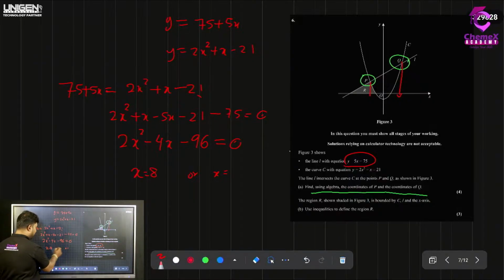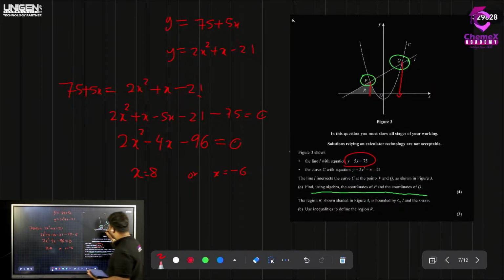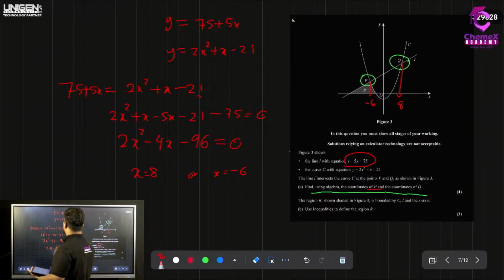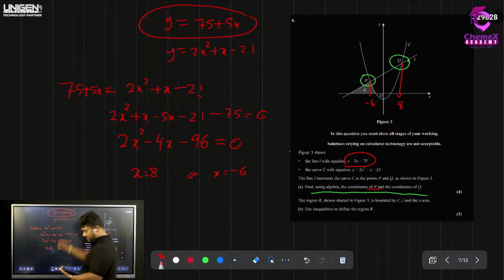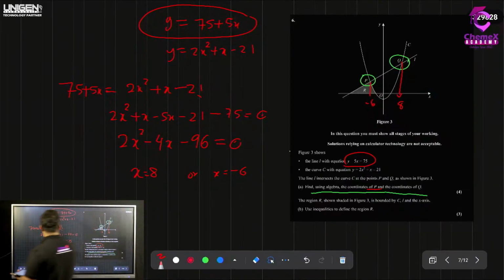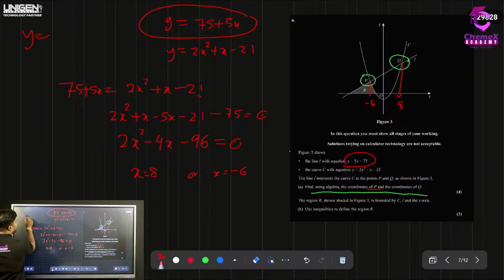Good. So P and Q. P is going to be the negative number, of course, so minus 6, and Q is going to be 8. So read the question: use algebra, coordinates of P. So you have to find the y coordinate also. Let's put it into one of the equations. If you take the first equation, if x is minus 6, y is going to be 75 plus 5 times minus 6. So what's the y value?